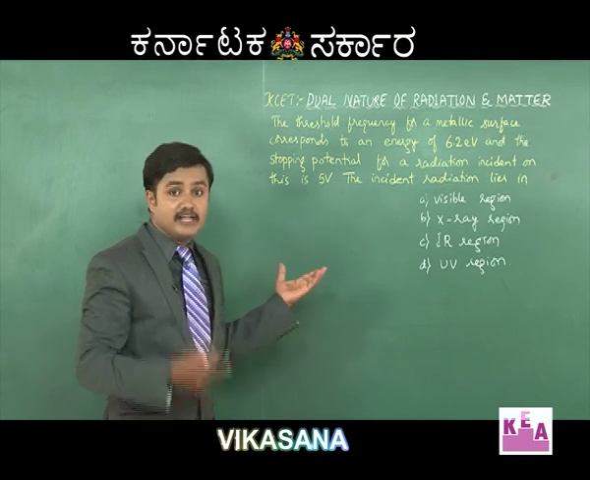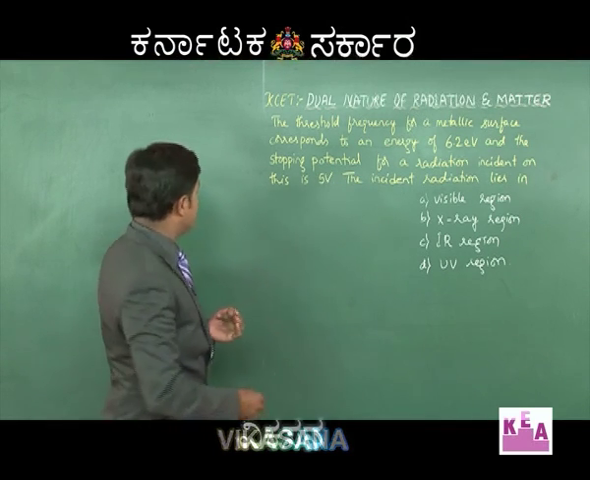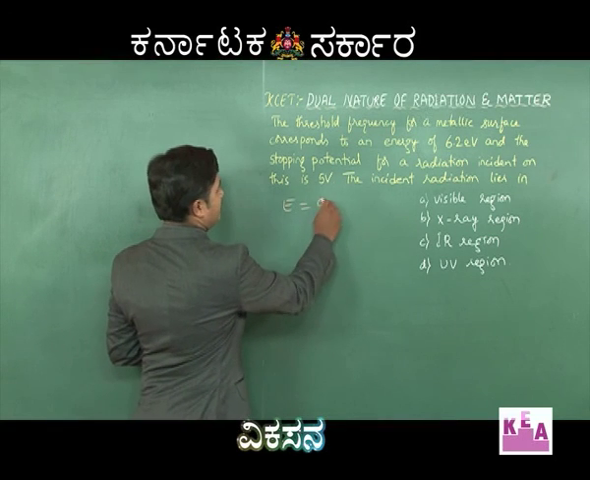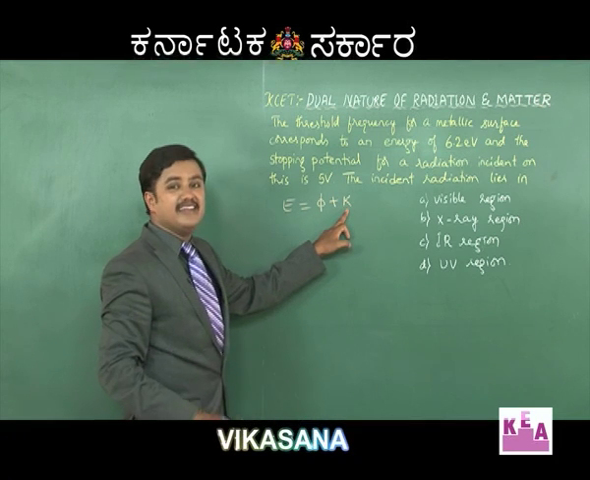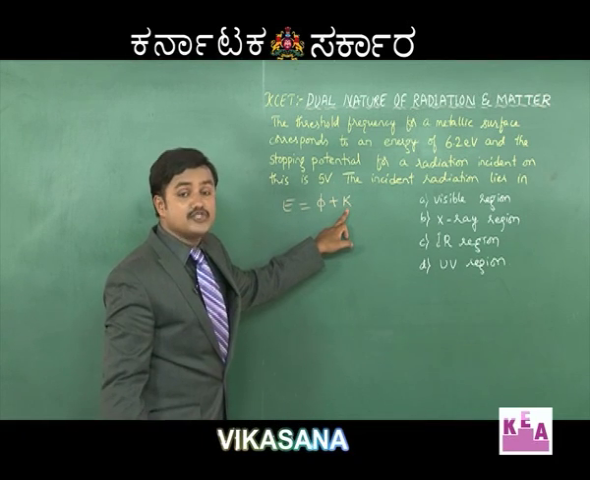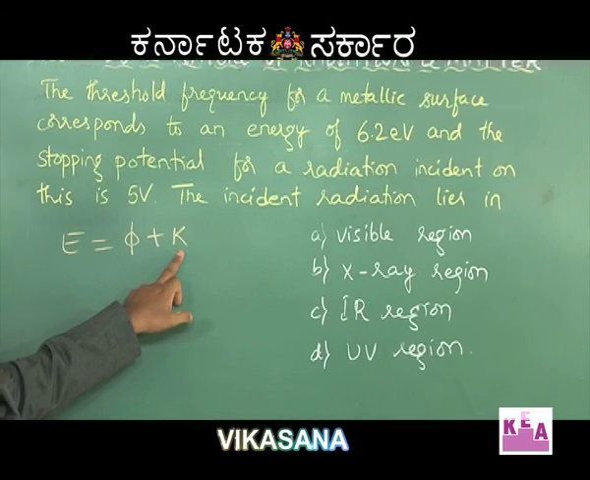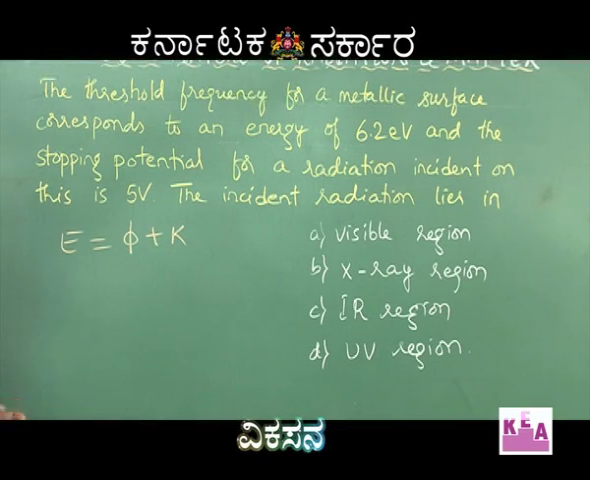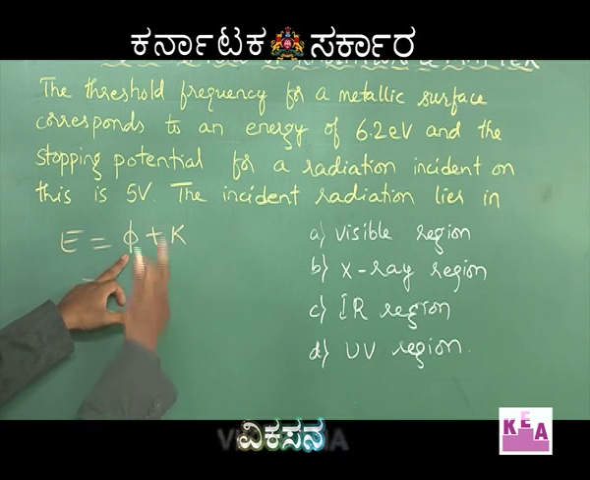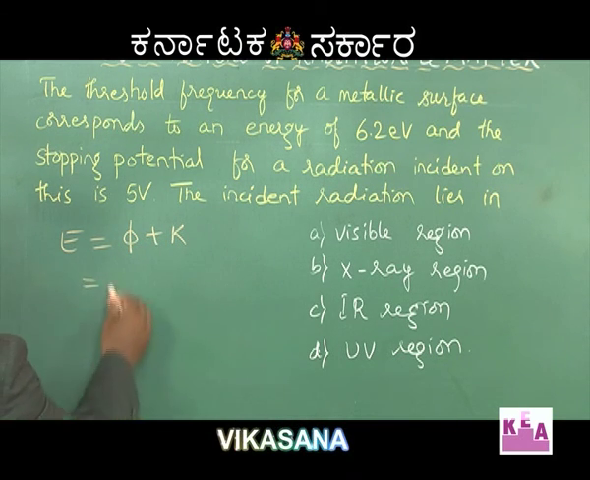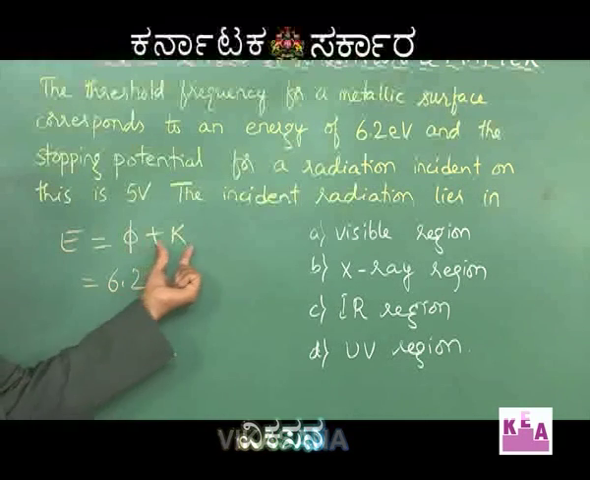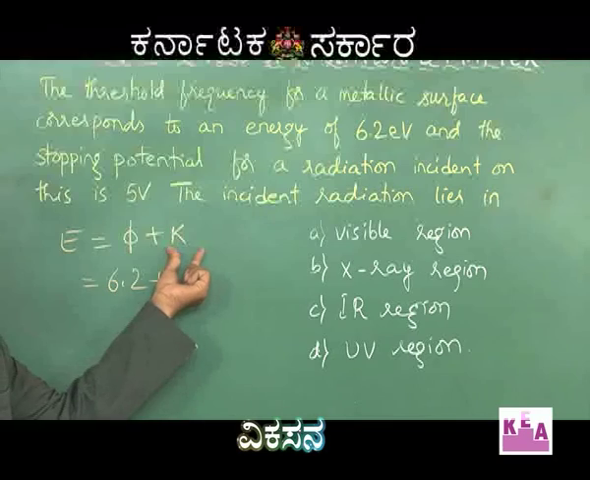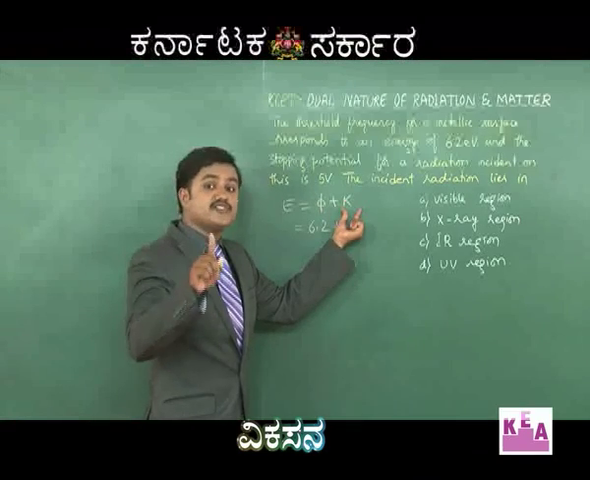So straight away let me take up Einstein's equation, which is incident energy is equal to work function plus maximum kinetic energy. Maximum kinetic energy can be replaced by stopping potential expressed in electron volt. So I want incident energy. Phi is directly work function, which can be written as 6.2 in electron volt, and maximum kinetic energy is given in terms of stopping potential.